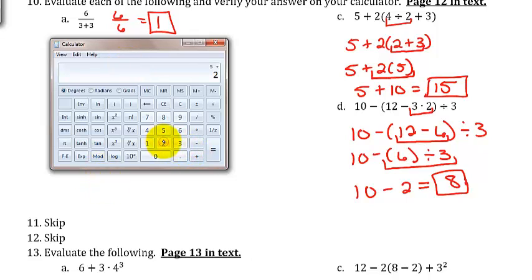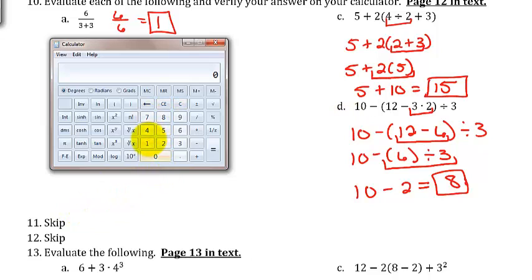5 plus 2 times the quantity 4 divided by 2, and then plus 3. And then hit the equal sign and we get 15. Yeah, so on my calculator, I had to hit the multiplication. On some calculators, you'll just be able to hit the 2 and the parenthesis, but on my calculator, I had to hit the multiplication symbol. So I'm not sure how your calculator might work.